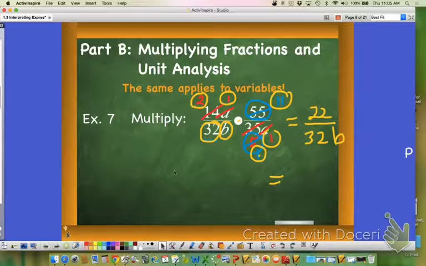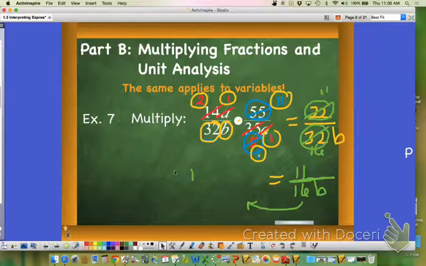Let's pick a different color. I'm looking at my 22 and my 32 and I'm thinking both of them are divisible by 2. So 22 divided by 2 is 11. 32 divided by 2 is 16. So really the final reduced, or simplified, version is 11/16 B. Let me redo that. I can say 11 over 16b. Leave it alone, 11 over 16b.